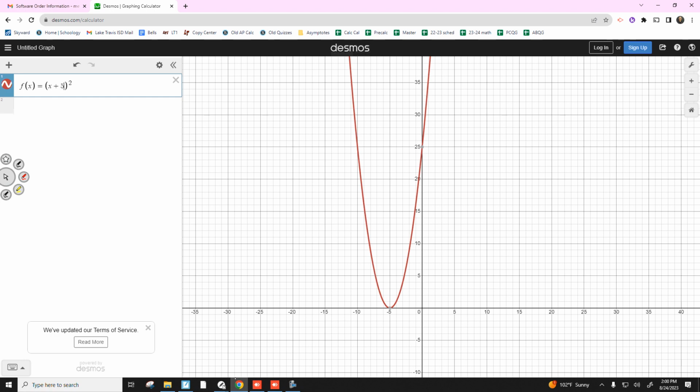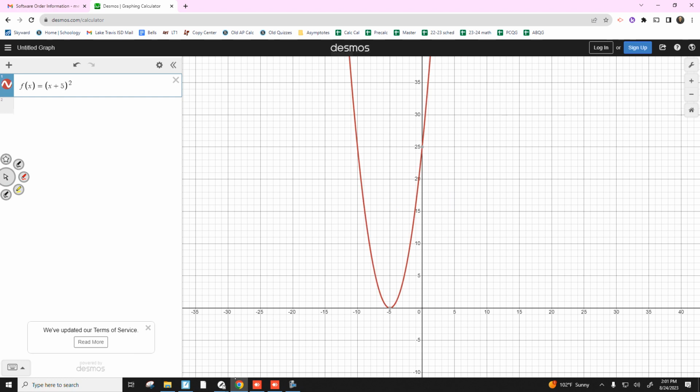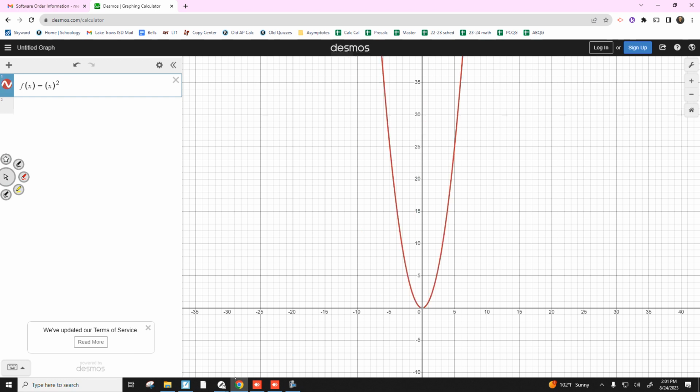Why? No, here's the question. Why does adding 5 here go up? Why don't I go left when I add 5 here? Why does adding 5 here go left? Why am I going up or down? Start talking to your neighbors about that, and I want to hear some answers. Why does adding 5 outside go up? Why does adding 5 inside go left?